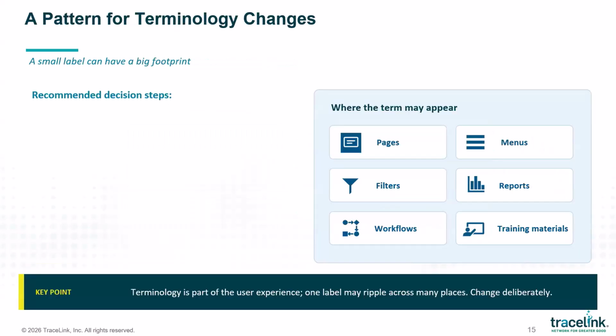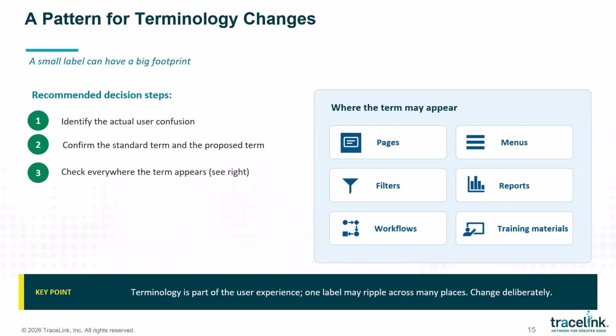So if you decide a terminology change makes sense, here's a repeatable pattern for doing it well. Step 1, identify the actual user confusion. What's really tripping people up? Step 2, confirm both the standard term and the proposed term. Step 3, check everywhere that term appears, and that's the part people underestimate. Step 4, update only where it's appropriate. And step 5, validate the change with representative users before you call it done.